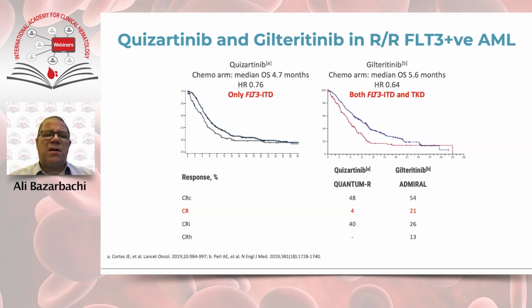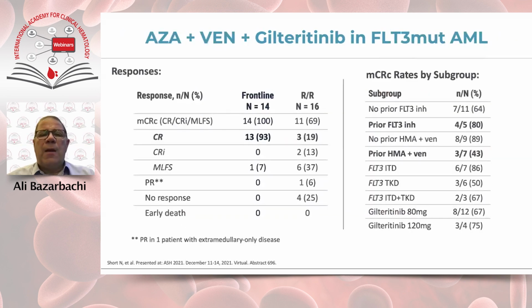Similarly, on your left-hand side, quizartinib also improves overall survival when used for relapse refractory AML, in that case only FLT3 ITD, with a hazard ratio of 0.76, again with relatively dismal long-term overall survival. We can use also FLT3 inhibitors with azacitidine and venetoclax. This use in frontline setting is associated with a very high rate of complete remission, 93% CR rate, 100% response rate in a relatively small study from MD Anderson. But for relapse refractory patients, the real CR were much lower, 19% only. Overall response rate was 69%.